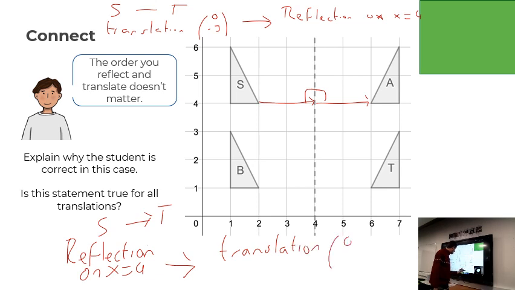So it's 0, negative 3. Okay, so here, let's use this point. It hasn't moved horizontally, hence why the first component is 0, but it's moved down 3 units. So we're going down, it's going to be a negative, negative 3. So in this case, it doesn't matter whether you reflect first or translate first.